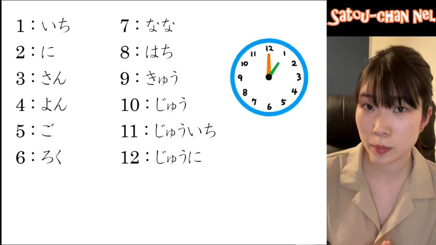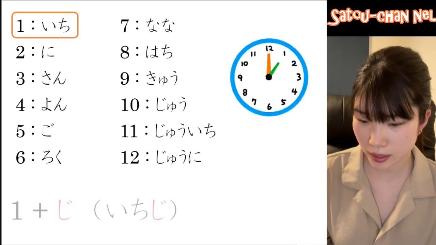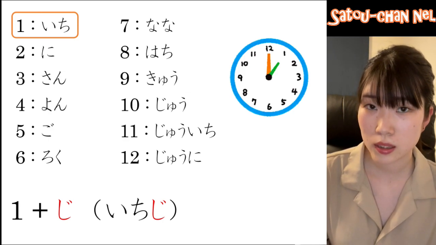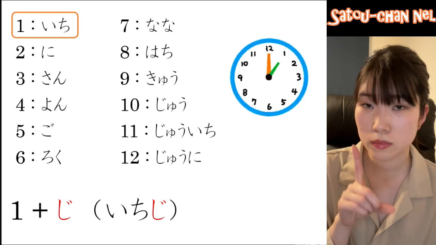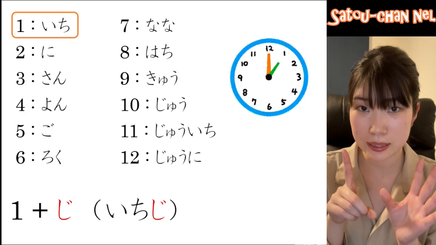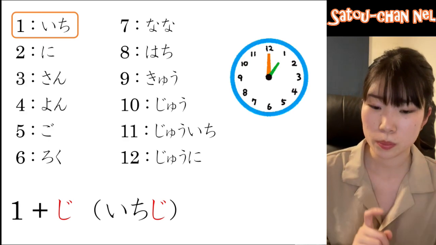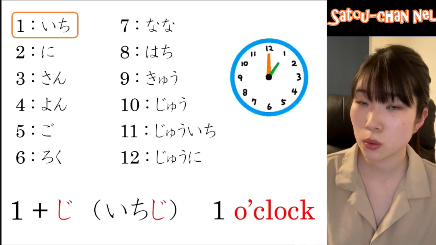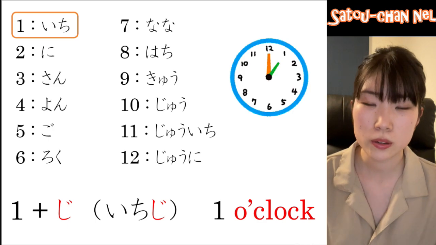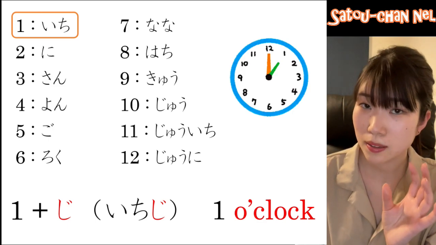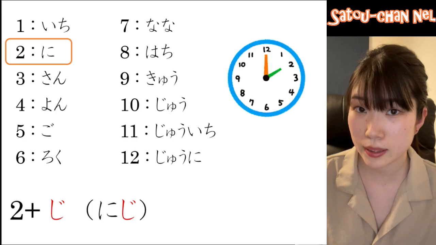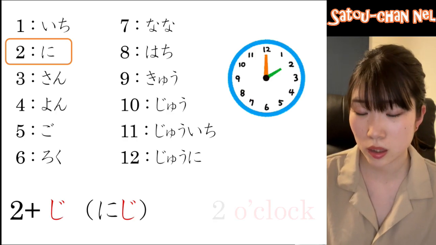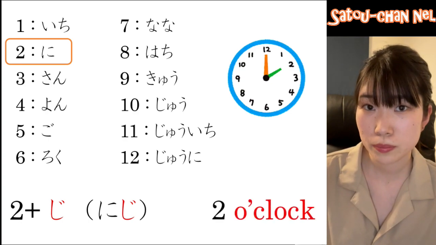When we tell the time, we just add 時 after the number. Like 1時, 1 plus 時. 1時 means 1 o'clock. So it's easy, just add 時 after the number. 2時, 2 plus 時, 2時 means 2 o'clock.